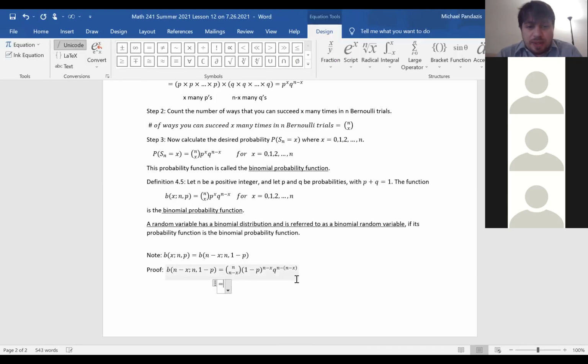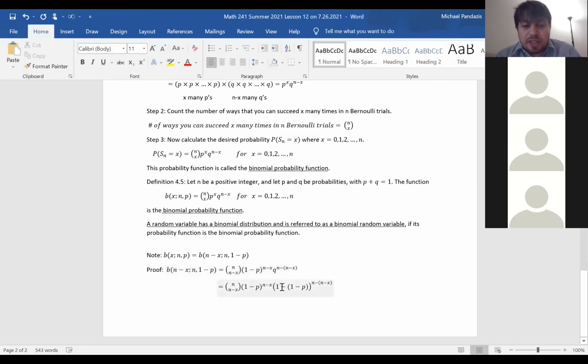So I don't think the graph is the best way to see this. I think drawing a graph would make things more confusing. If you have n choose n minus x, and you have 1 minus p raised to the n minus x, q is 1 minus this thing. And so I'm going to replace q with 1 minus p. I'm going to do this one step at a time. So n minus x. I'm just substituting q for 1 minus this.